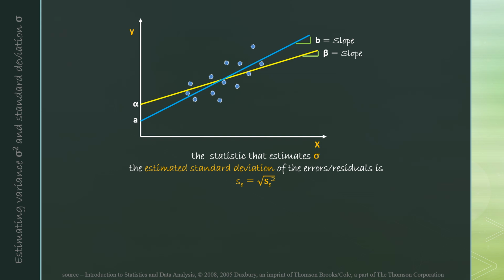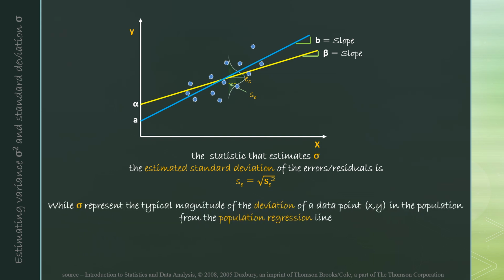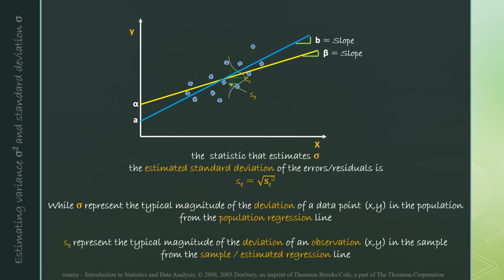The statistic that estimates sigma, the estimated standard deviation of the errors or residuals, therefore is SE, which equals square root of SE square. While sigma represents the typical magnitude of the deviation of the data point xy in the population from the population regression line, SE represents the typical magnitude of deviation of an observation x and y in the sample from the sample or the estimated regression line.